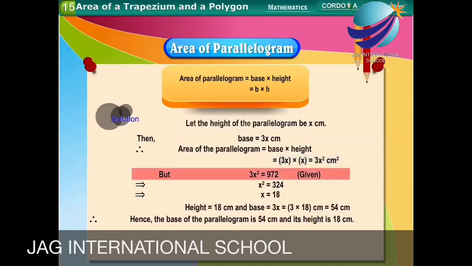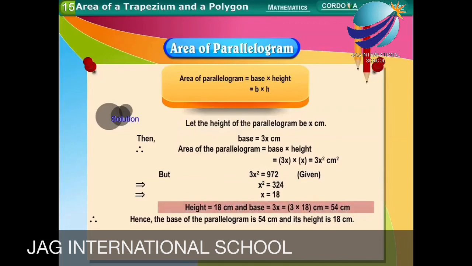But 3x square is equal to 972, given. This implies x square is equal to 324. This implies x is equal to 18. Therefore, height is equal to 18 centimeters and base is equal to 3x, which is equal to 3 into 18 centimeters, which is equal to 54 centimeters. Hence, the base of the parallelogram is 54 centimeters and its height is 18 centimeters.